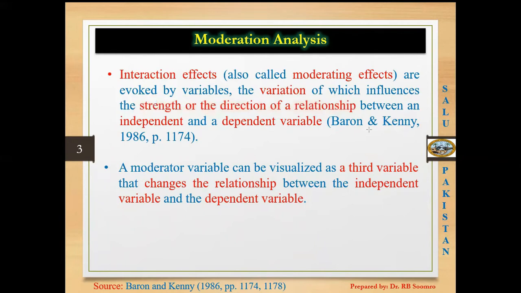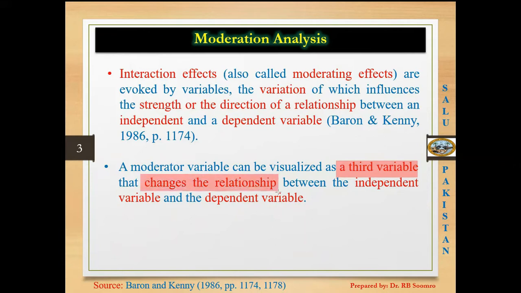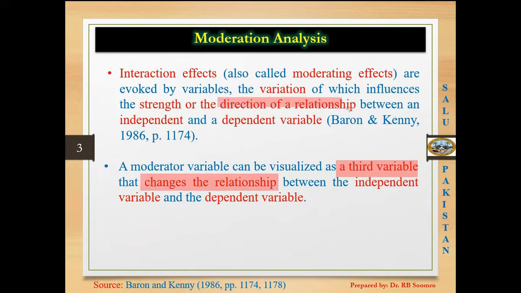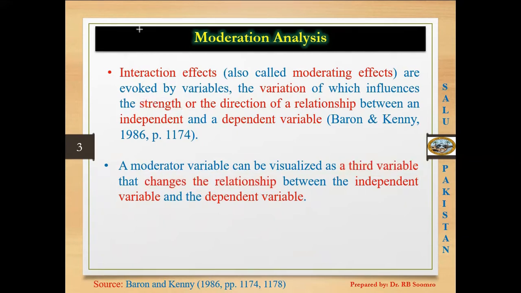Okay, so now a moderator is basically a third variable. Like in the case of mediation, the mediator is also a third variable, which changes the relationship, in the form of a change in the direction of the relationship or a change in the strength of the impact of the independent variable on the dependent variable.